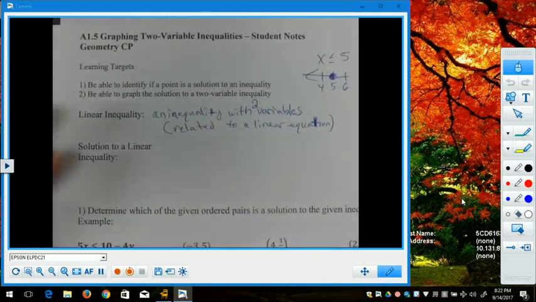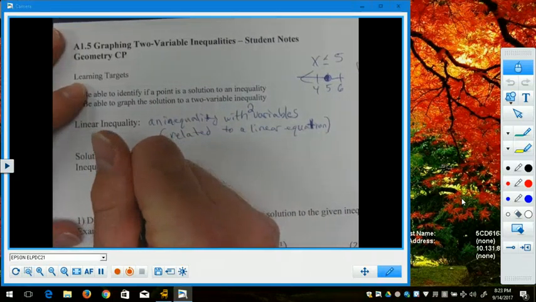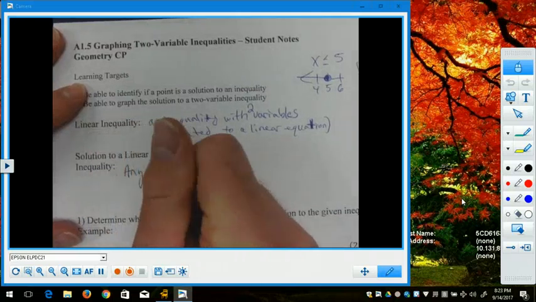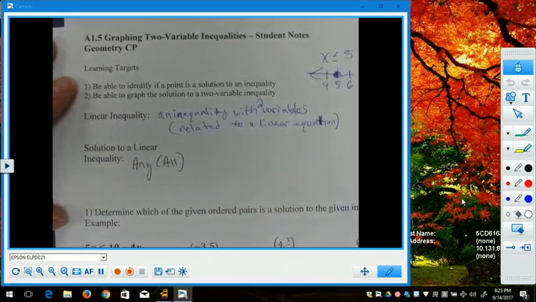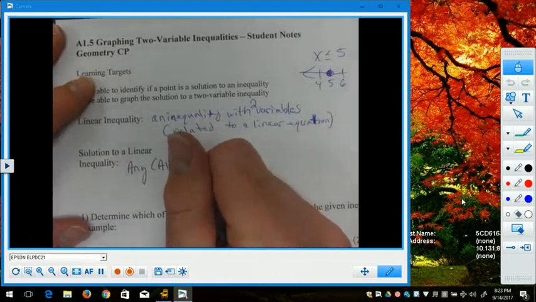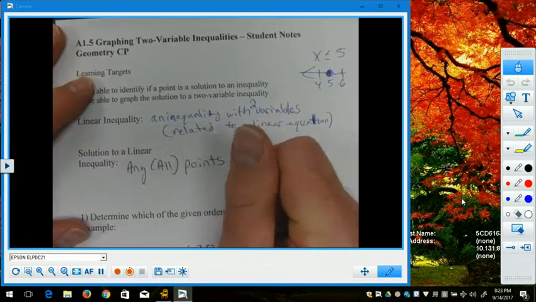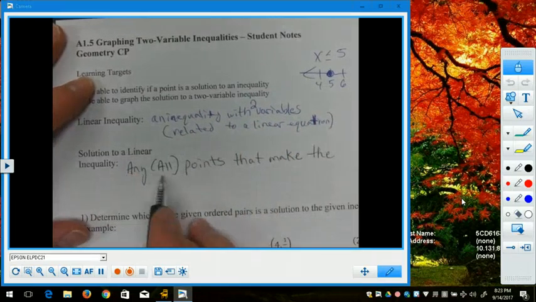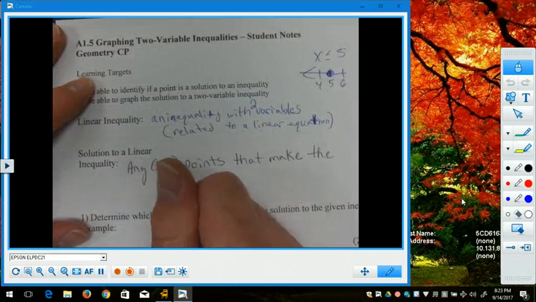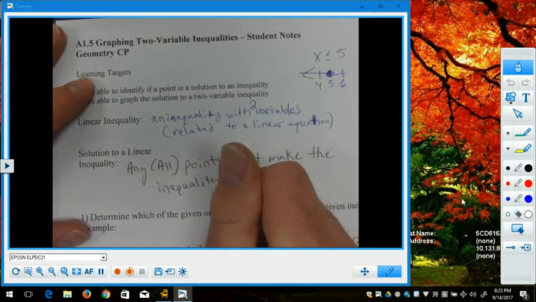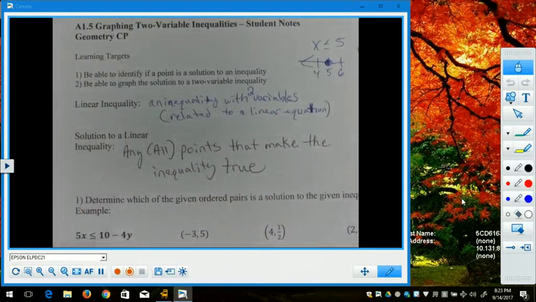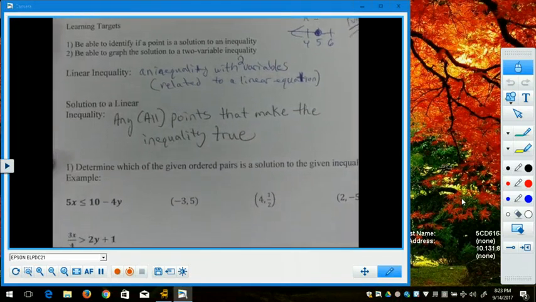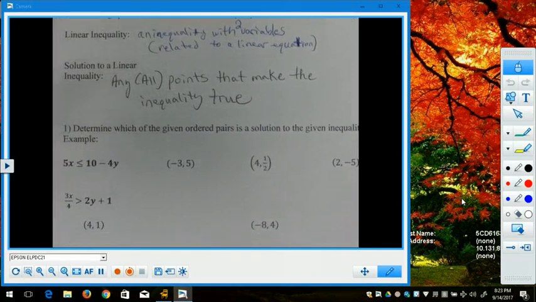A solution to a linear inequality is any, or rather all, because there's usually many, and usually infinitely many, points that make the inequality true. To test this, you don't have to solve for x or y. You're just going to plug in the points, the x-coordinate and the y-coordinate, and evaluate it to see if the inequality is true or not.